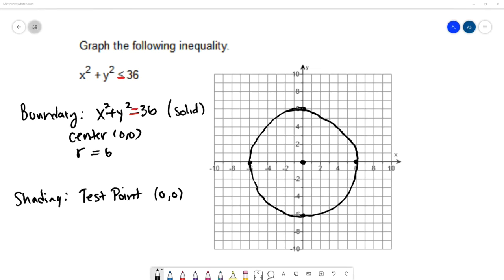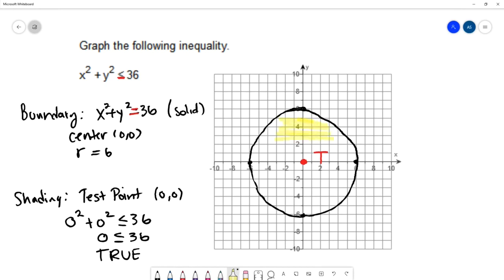Okay, so finishing up the shading on this, we are allowed to use (0, 0) as the test point, since it is not on the line. We're going to substitute that into the inequality to get 0 squared plus 0 squared is less than or equal to 36. That gives 0 is less than or equal to 36, and that inequality is true. 0 is less than 36. So our test point was inside the circle, and our test point came out true. So that means that we're going to shade inside the circle.